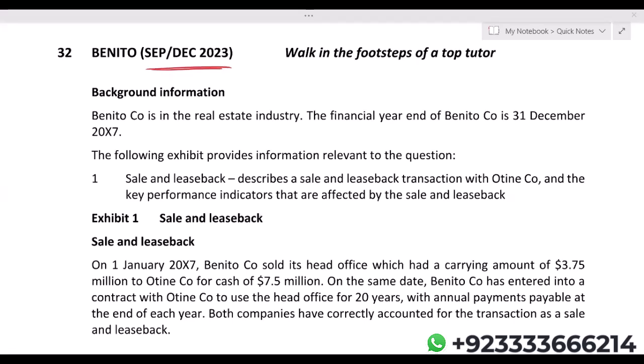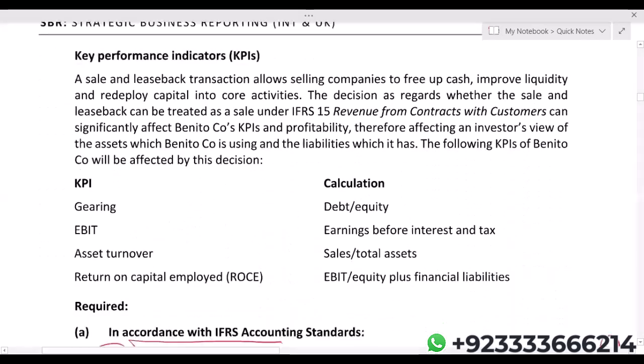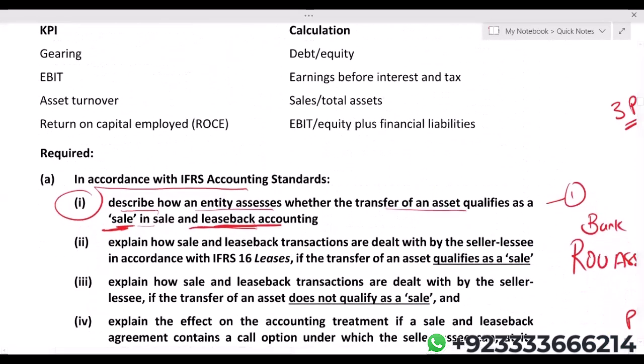So let's read the question requirement. In accordance with IFRS Accounting Standards, describe how an entity assesses whether transfer of an asset qualifies as a sale in a sale and leaseback accounting. And that is A1. So it's very simple. How do we actually conclude that we have sold that particular asset?